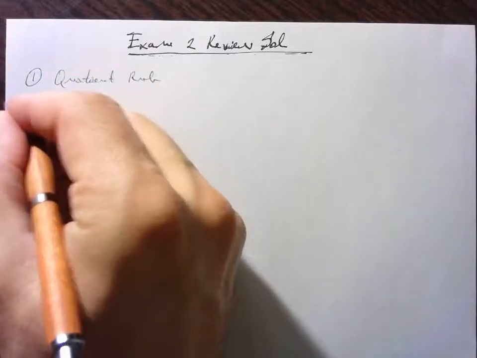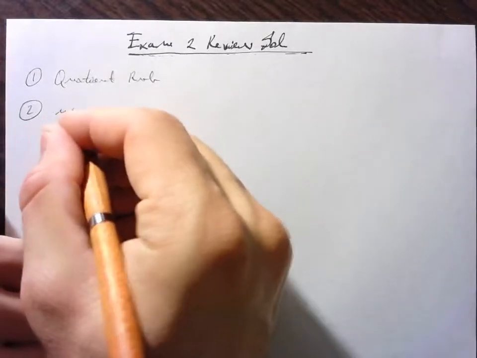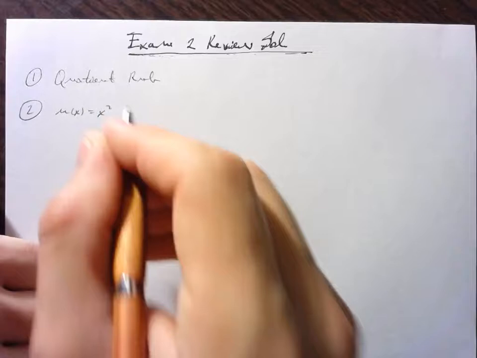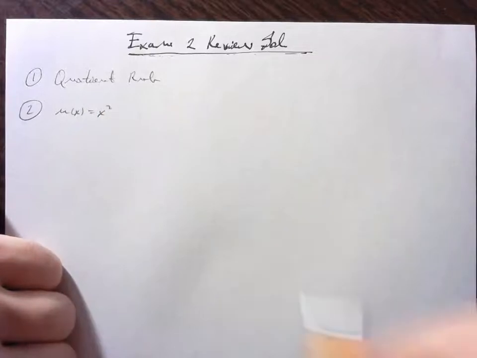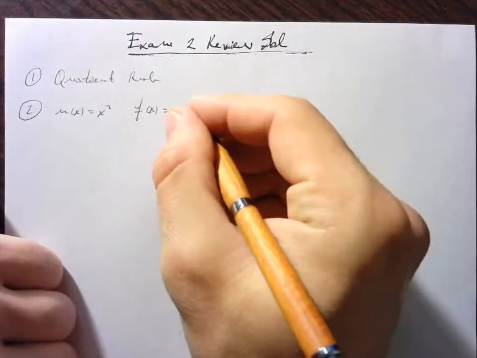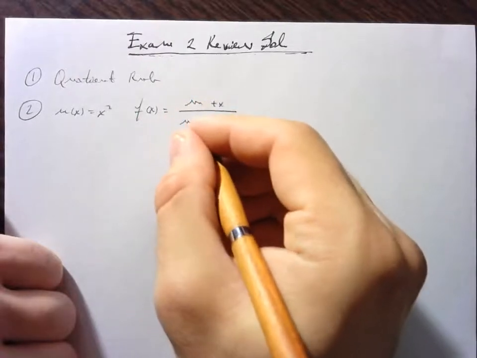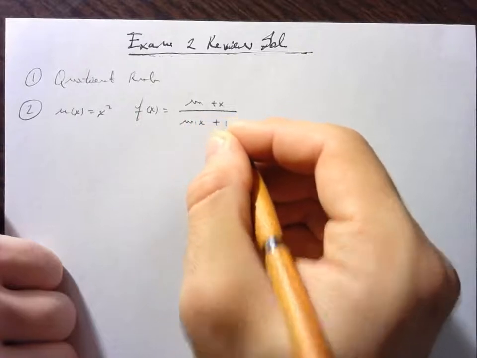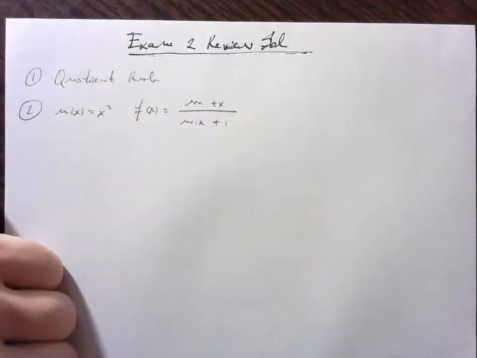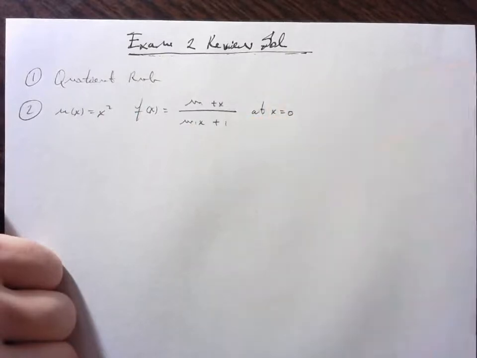Instead, I'll move on straight to problem number 2, which is looking at a function m of x defined as x squared, and we want a tangent line to the function f of x, which is m plus x divided by the product m times x plus 1. And we want a tangent line at x equals 0.